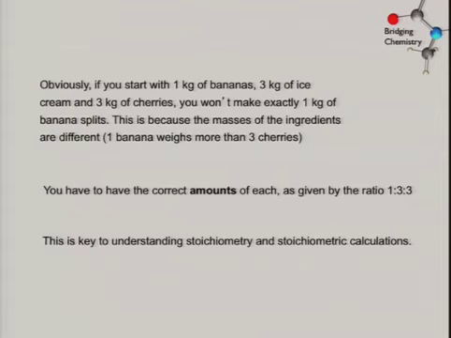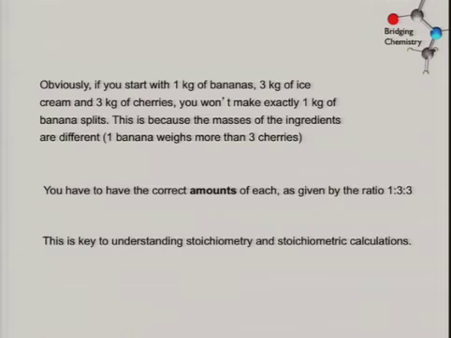Yeah? That doesn't make any sense, hopefully, because that ratio of 1 to 3 to 3 is talking about amounts of stuff, not about masses of stuff. And the reason why, of course, it doesn't work for the masses is because the masses of the ingredients are different. Right? A kilogram of bananas corresponds to a lot less bananas than a kilogram of cherries would be. Yeah? So you can't do it by weight because the individual ingredients weigh different things.